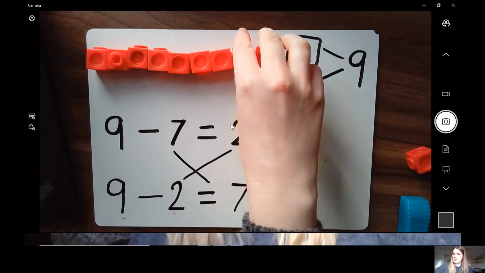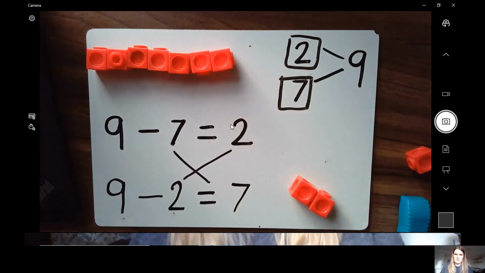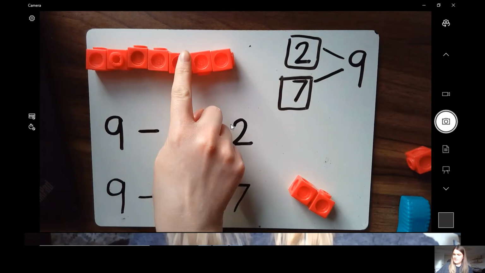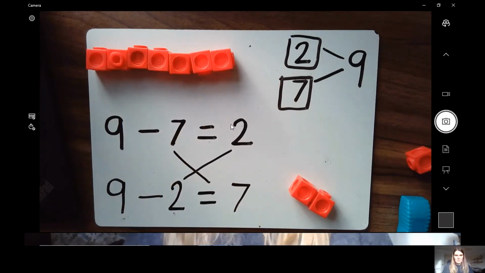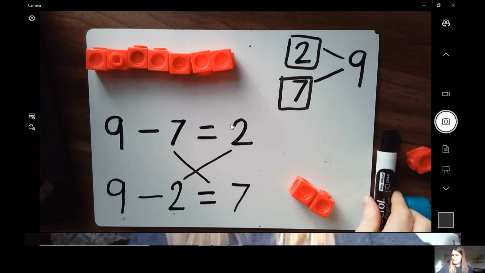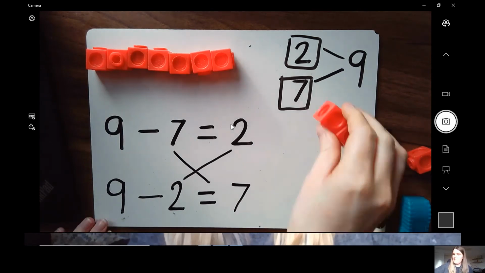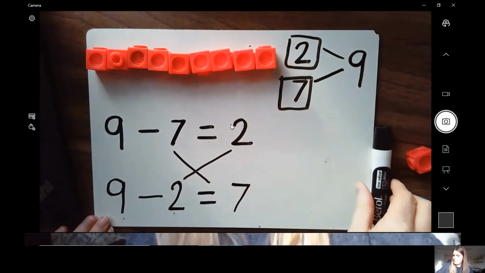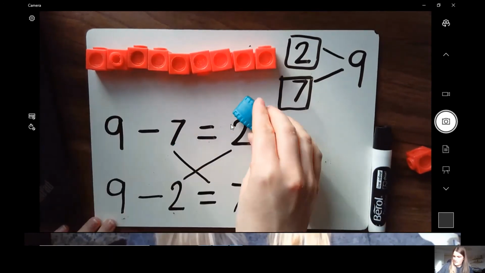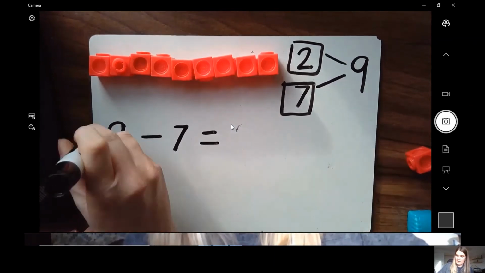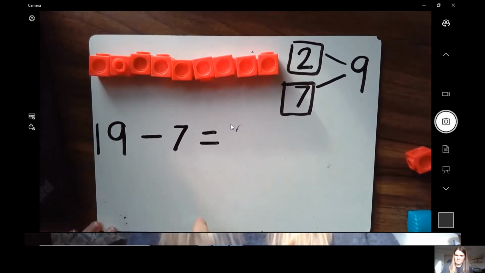Let's see if it works. So we're going to take away 2 and my answer should be 7. Let's check. 1, 2, 3, 4, 5, 6. 9 minus 2 is 7. Brilliant work. So now I can solve an even bigger number. I can solve the sum of this. I can solve 19 minus 7.